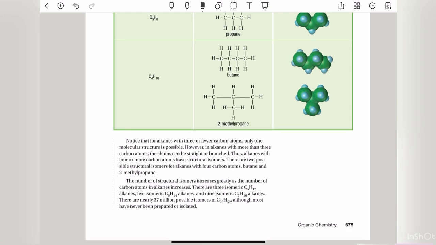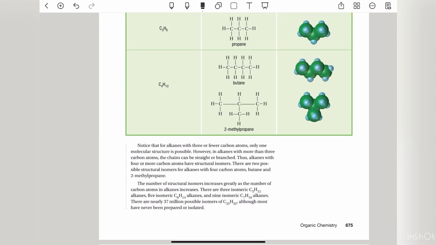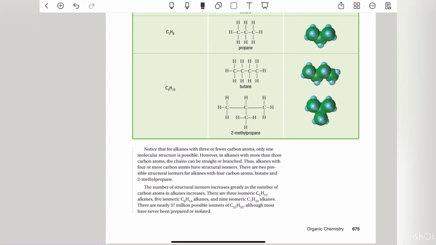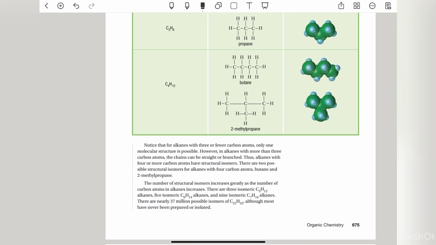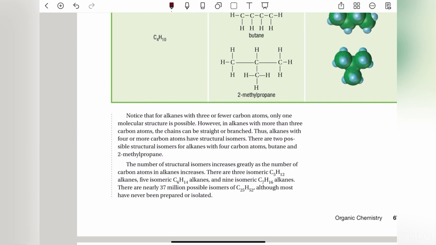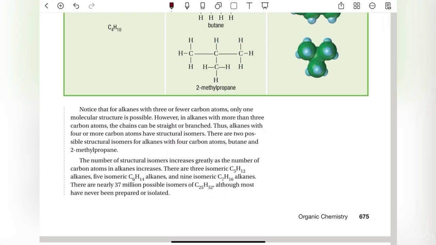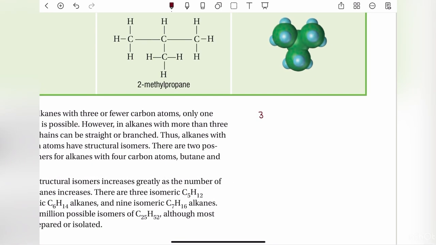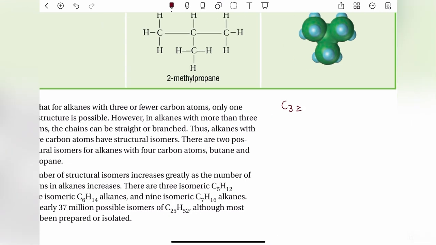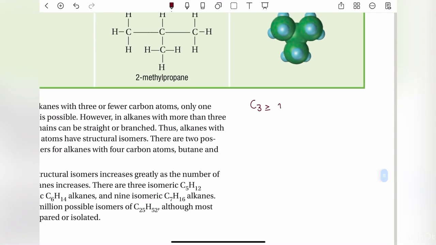And now we'll go back to isomers, because as we see in this case, there are 2 possible ways to arrange all the atoms. That gives us 2 different molecules. So notice that for alkanes with 3 or fewer carbon atoms, only 1 molecular structure is possible. So if it's 3 or fewer carbon atoms, there's only 1 type, right? Like 1 structure possible.